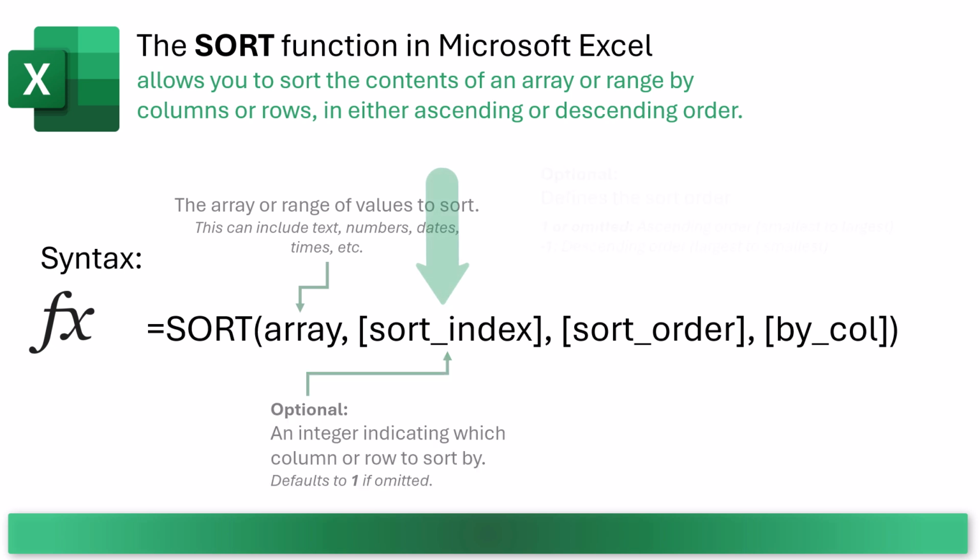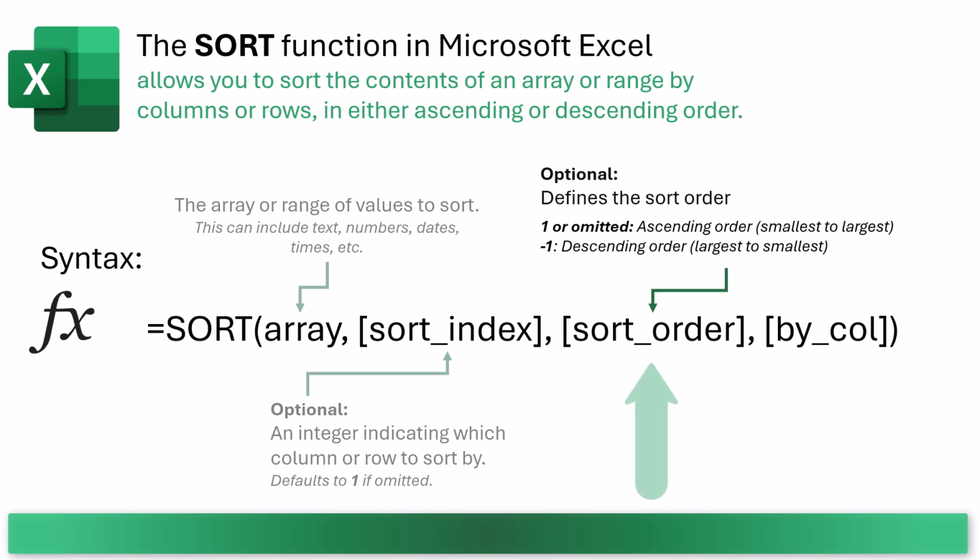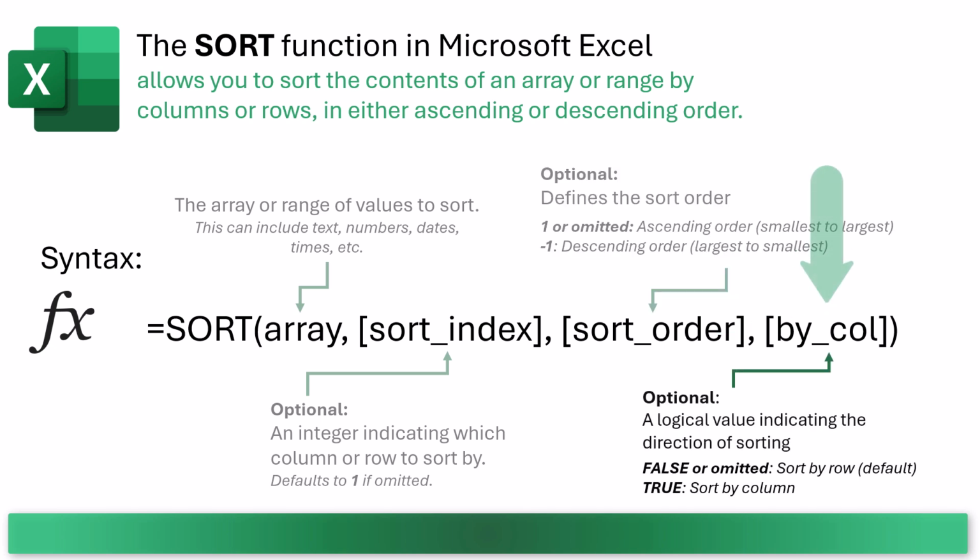The next argument, sort order. You can set this for 1 for ascending, smallest to largest, or -1 for descending. That would be largest to smallest. And if you don't specify, it defaults to ascending. And the last argument, by columns, it's optional, and by default, Excel sorts by rows. But if you want, you can sort by columns instead, and you would set this to true.